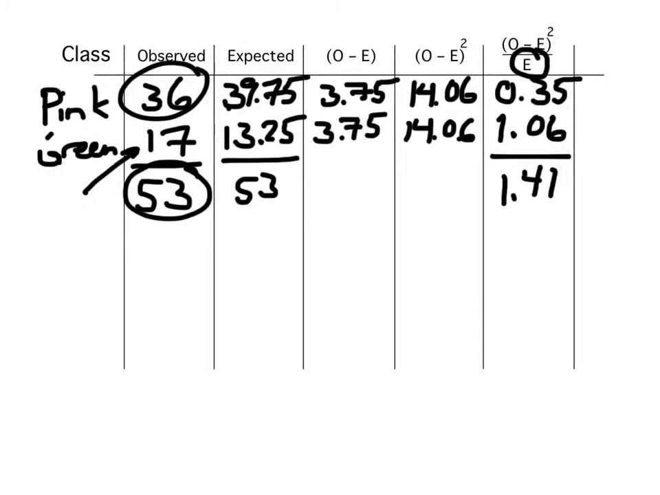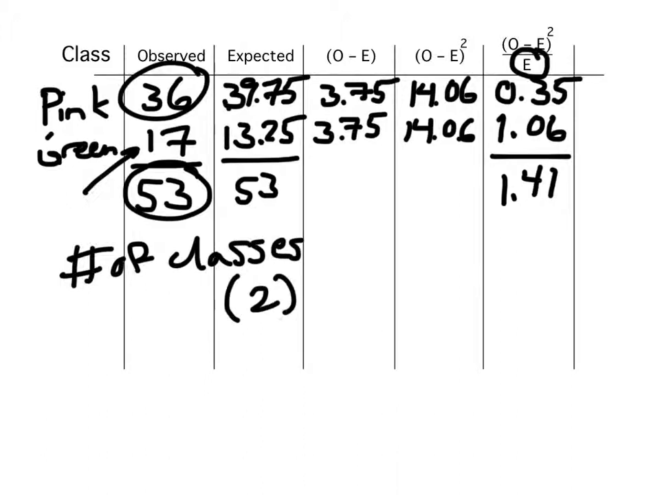So the degrees of freedom in an experiment is equal to the number of classes, in this case 2, minus 1. And, okay, 2 minus 1 is 1. So the degrees of freedom for this experiment equals 1.